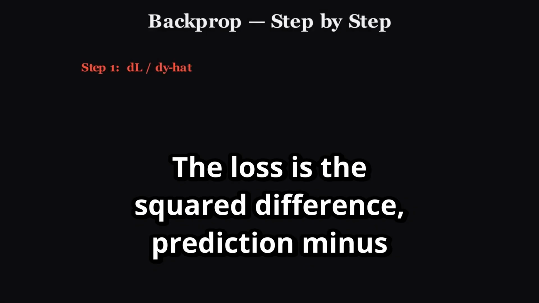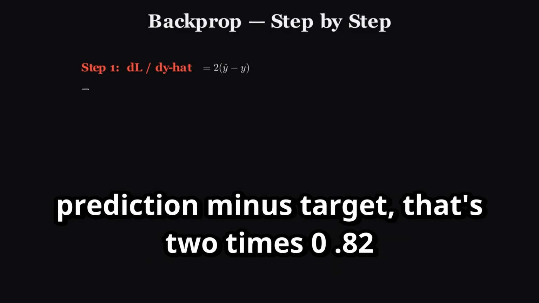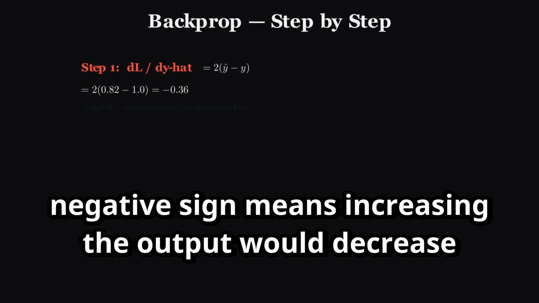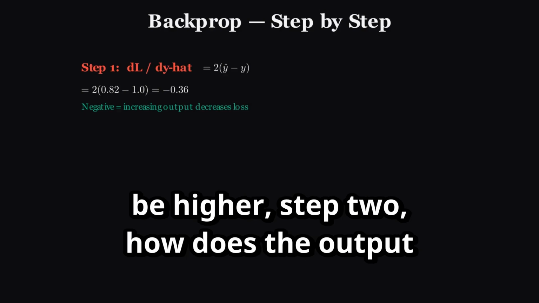The loss is the squared difference, prediction minus target, squared. The derivative is simply 2 times prediction minus target. That's 2 times (0.82 minus 1.0), which is negative 0.36. The negative sign means increasing the output would decrease the loss. Good, we want the output to be higher.